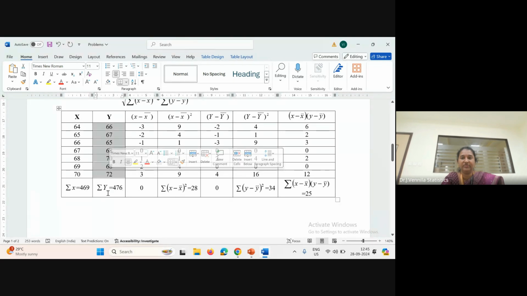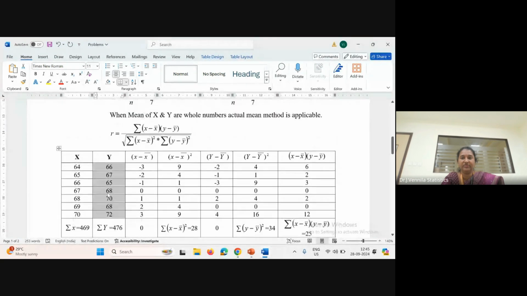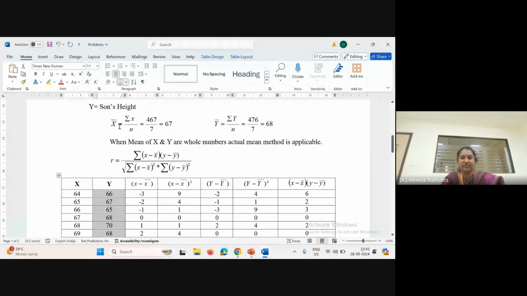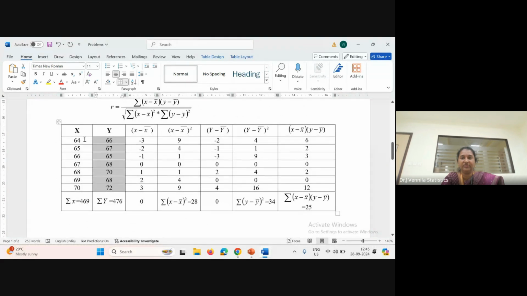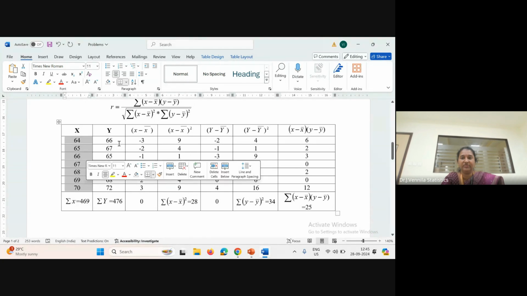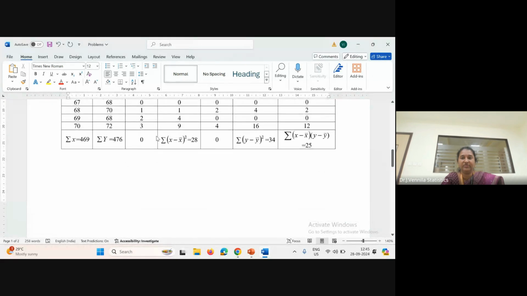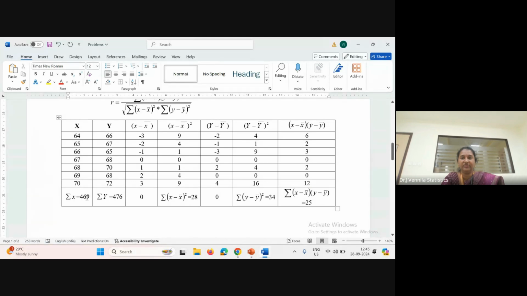Now you have summation x and summation y, so you can apply the mean formula. What is the mean formula? X bar is equal to summation xi by n. So how many observations are there? 2, 4, 6, 1, 7. In total there are 7 father and 7 son details. So n is equal to 7, and here also n is equal to 7.